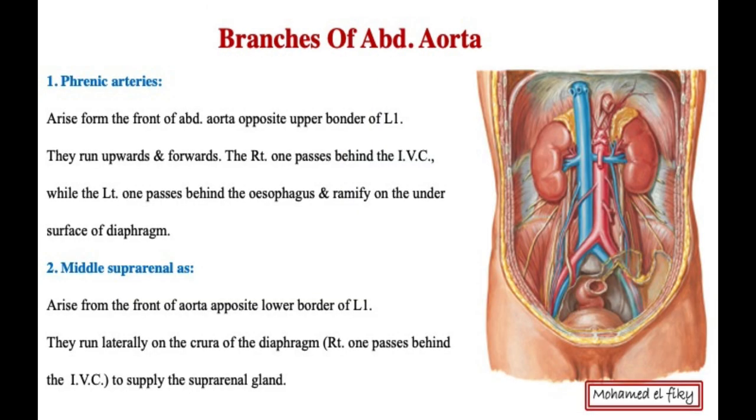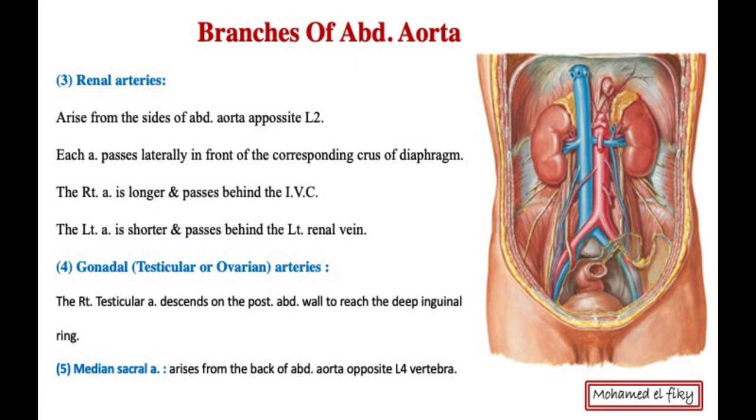Branches of the abdominal aorta: the phrenic artery arises from the front of the aorta opposite the upper border of L1. Middle suprarenal, at the lower border of L1. Renal, opposite L2. Gonadal, testicular in male, ovarian in female, opposite the third lumbar vertebra. The median sacral artery arises from the back of the aorta opposite the fourth lumbar vertebra, and the bifurcation of the abdominal aorta gives the common iliac arteries.